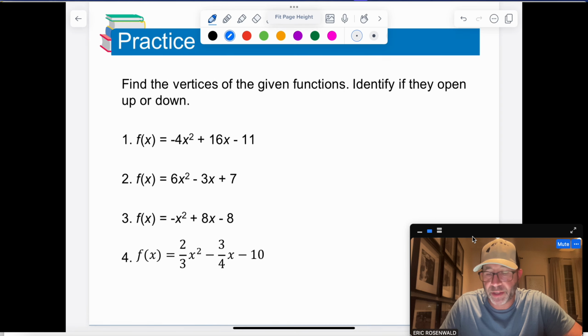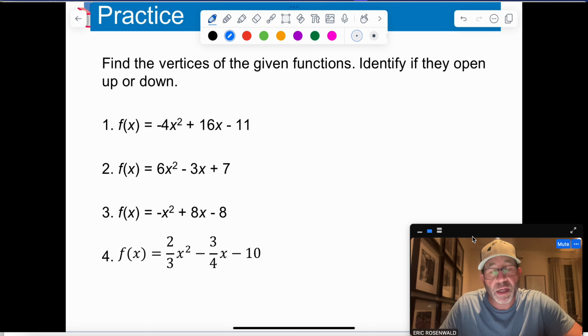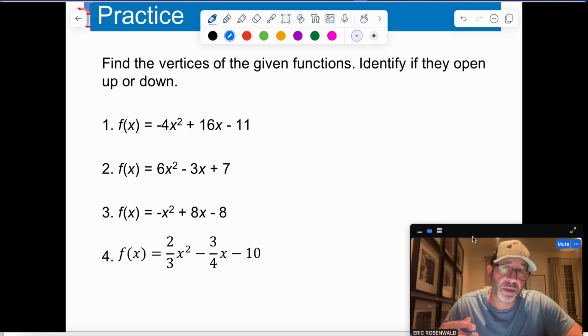So these are, let's find the vertices of the given functions, identify if they open up or down. What I would recommend is pause the video. You guys try to do these on your own and then come back and take a look, okay? I'm not going to actually do all the steps. I'm just going to show you in the graphs here, okay?